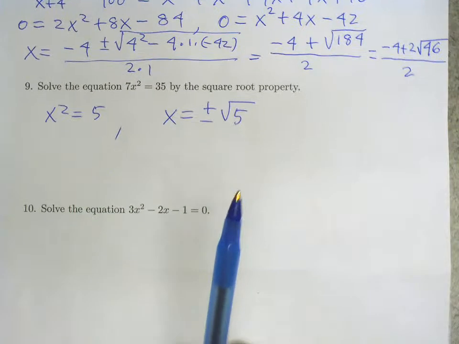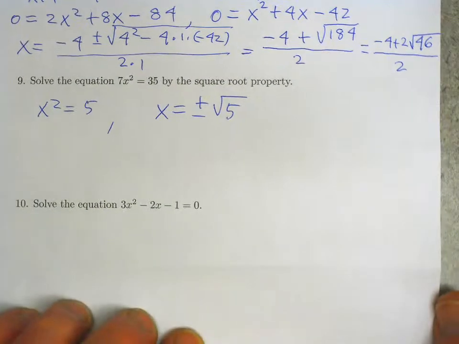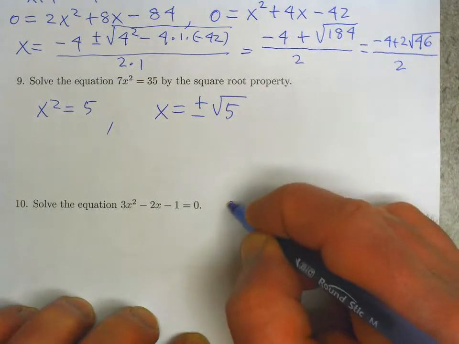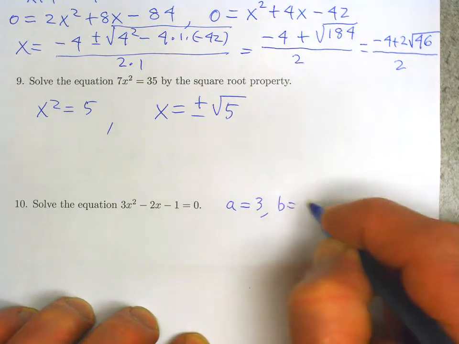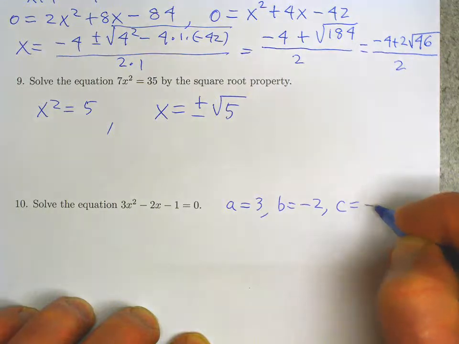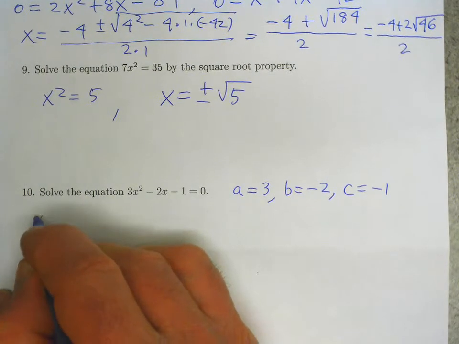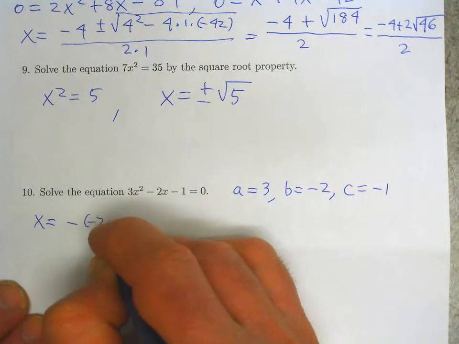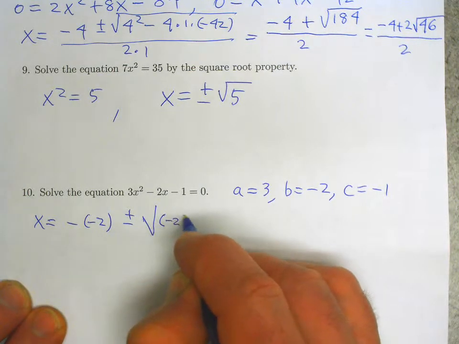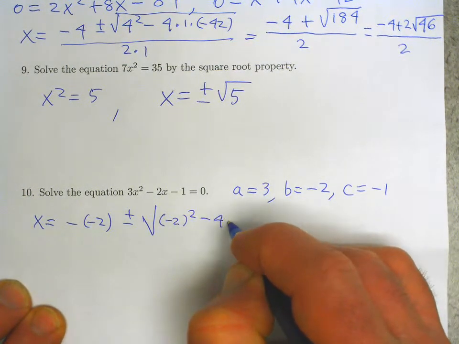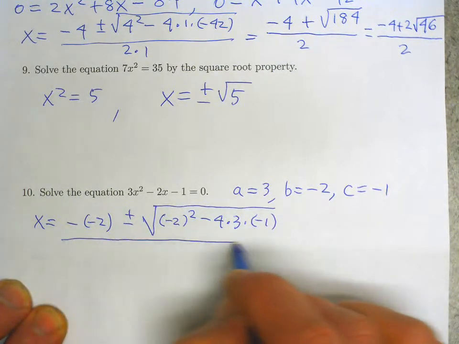The next problem, solve the equation 3x squared minus 2x minus 1 equals 0. So let's try the quadratic formula with a equals 3, b equals negative 2, and c equals negative 1. Okay, so x equals the negative of negative 2 plus and minus the square root of the number negative 2 squared minus 4 times 3 times negative 1, all divided by 2 times 3.